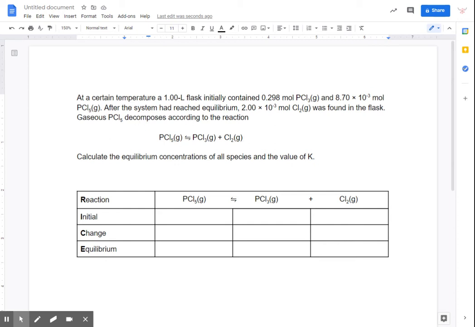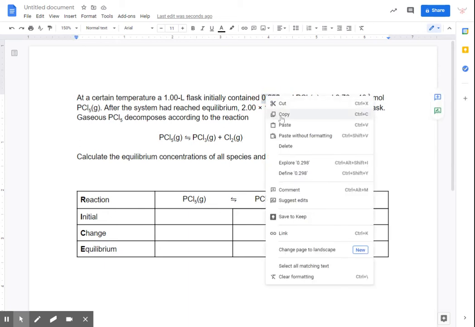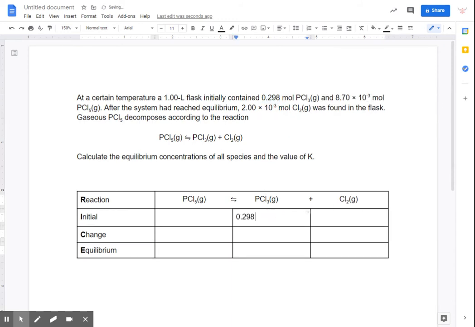So initially it says we have 0.298 moles, and we're in a 1 liter flask. So since it's moles, we could only put molarity in our RICE table. We need to change these to molarity, but since it's a 1 liter flask, our moles are the molarity. So I have 0.298 moles or molarity of PCl3. So I'm going to put that here. That's my initial for the PCl3. Then I also know that initially I have 8.7 times 10 to the minus third moles of PCl5. So I'm going to put that here.